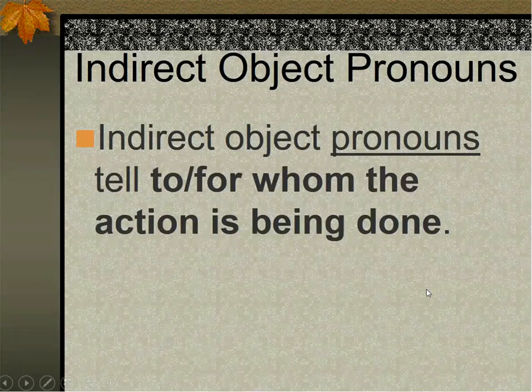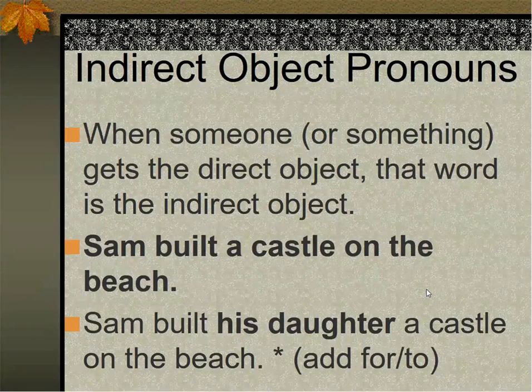So I hope you have seen the pattern. The indirect object pronouns tell to or for whom the action is being done. So when someone or something gets the direct object, that word is the indirect object. For example, if I expand that sentence, Sam built a castle on the beach, I could say Sam built his daughter a castle on the beach. Somebody, in this case his daughter, is the one receiving the direct object. So it's the recipient, okay?